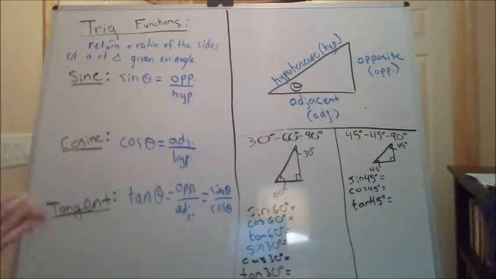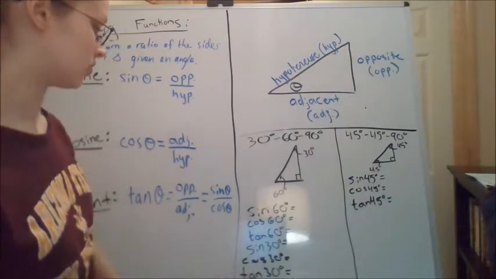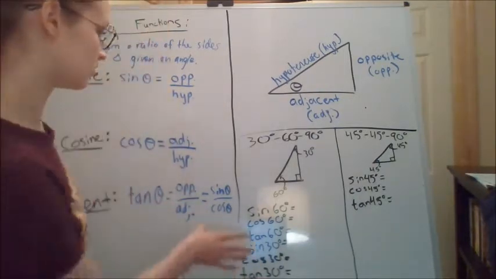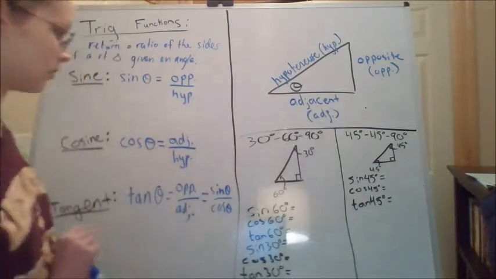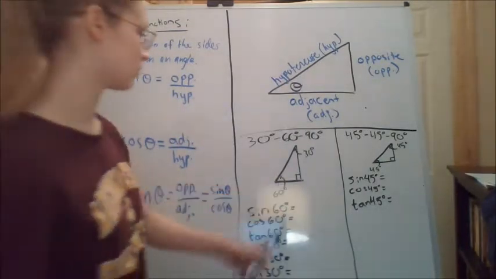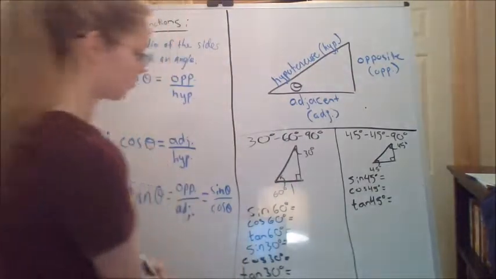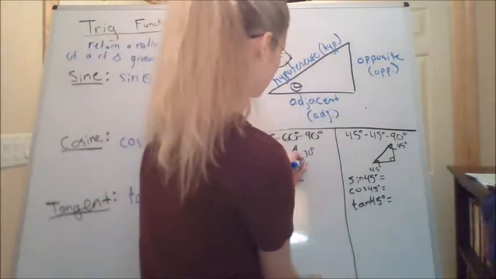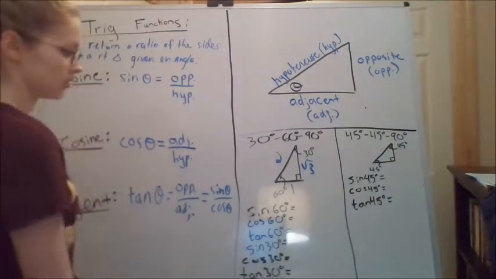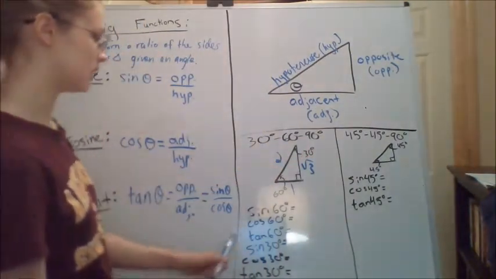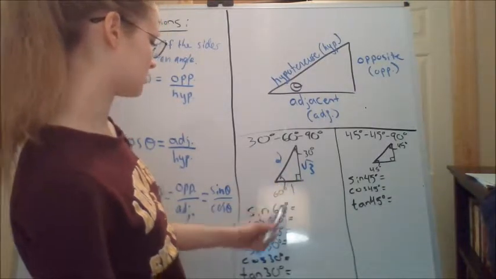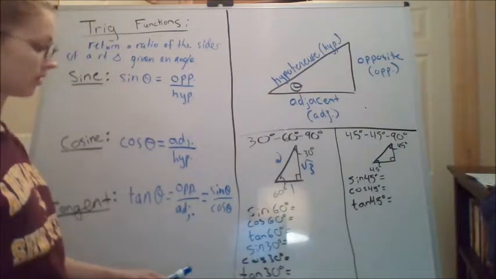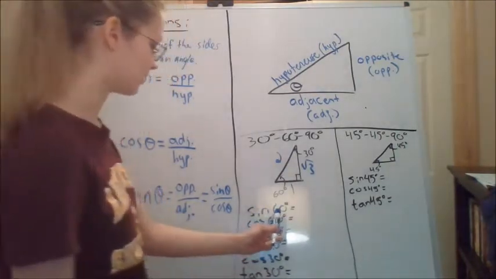Here are some common values for these functions, with some common triangles that we already learned in geometry. Firstly, we have the 30, 60, 90 degree triangle. From this triangle, we know that if the side length of this is 1, then the side length of this is going to be 2, and the side length of this is going to be root 3. Now we can use these lengths to discover what the values of these trigonometric functions are. Let's start out with sine of 60 degrees.